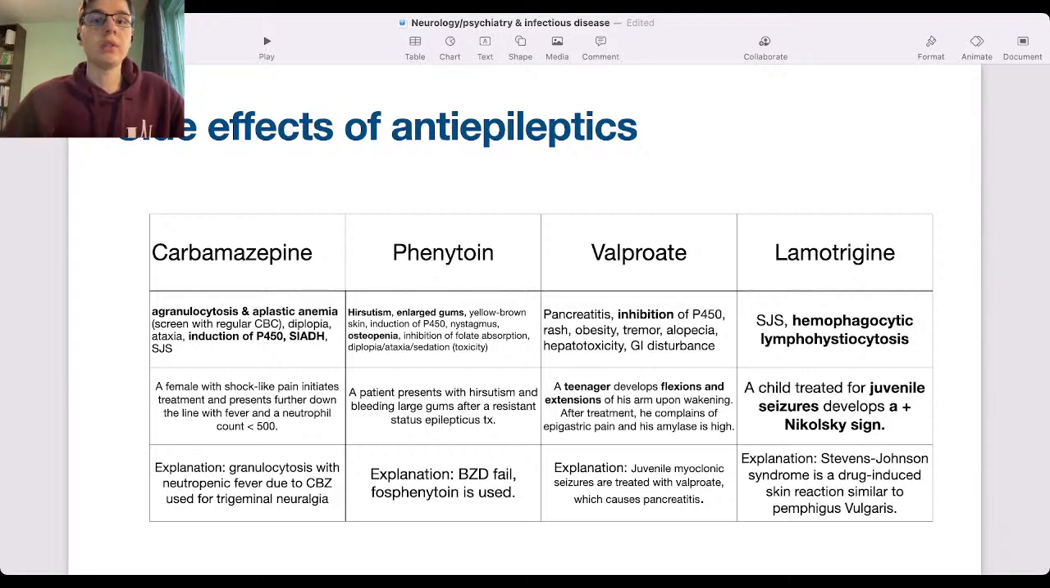Okay, one of the instances of USMLE questions and scenarios can be a female with shock-like pain that initiates treatment and presents further down the line with fever and neutrophil count less than 500. This is clearly a sign of neutropenic fever due to agranulocytosis. This agranulocytosis is caused secondary to carbamazepine, which can also be used not only as an antiepileptic but also for trigeminal neuralgia.